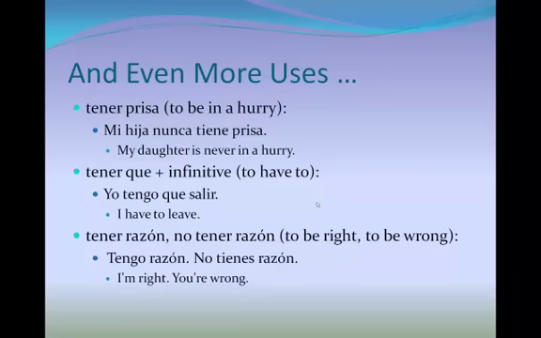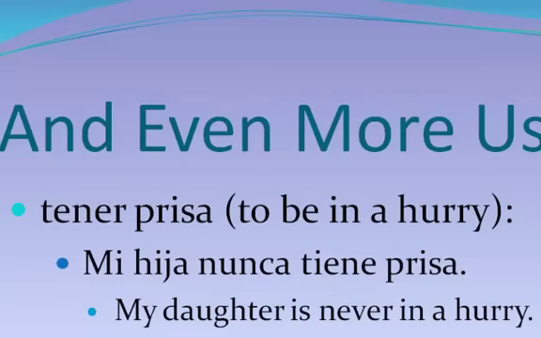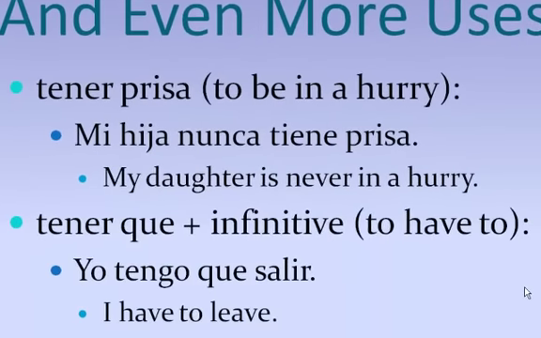Tener prisa, to be in a hurry. Mi hija nunca tiene prisa. My daughter is never in a hurry. Mi hija is she. So that's why you say tiene. She has. Ella tiene. So mi hija nunca tiene.